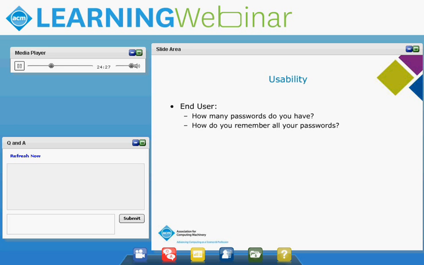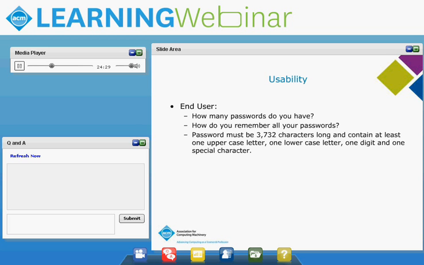And then you also encounter cases where your password must be 3,732 characters long and contain at least one uppercase letter, one lowercase letter, one digit, and one special character. How can you remember passwords that are designed this way to have increased strength, when now you're hitting a usability issue? Maybe you start writing down your passwords. Well, okay, then you forget the password to the file where you keep all your passwords. So how can you have a system that is both usable and secure at the same time?